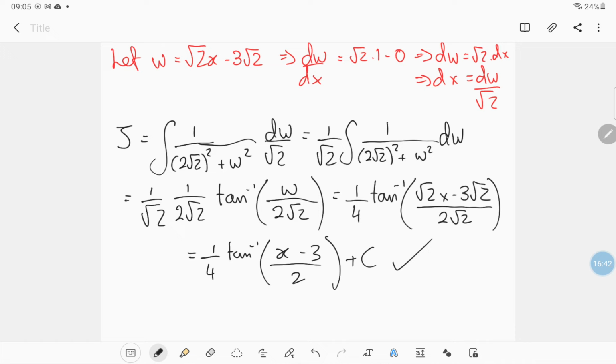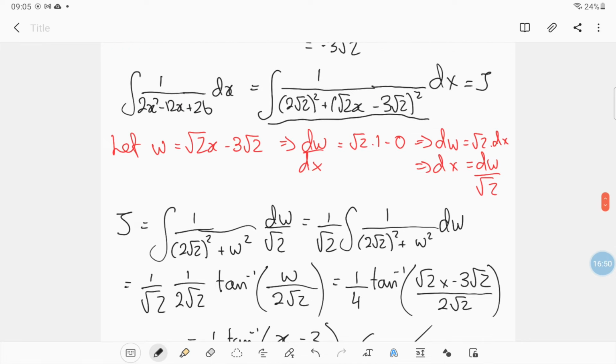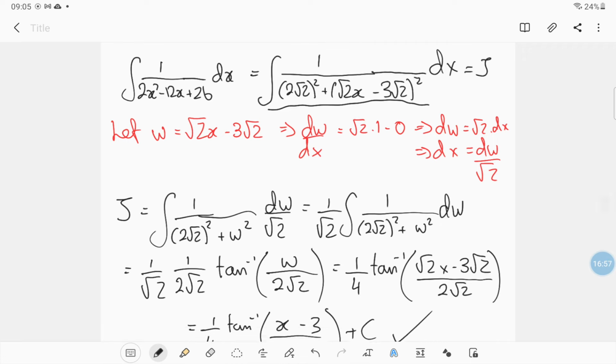Now obviously that was a completely bonkers way of going about it. I just really wanted to show you the importance of doing the substitution. If you just went from here to 1 over 2 root 2 inverse tan of this thing over 2 root 2, you would not have the right answer. Okay.